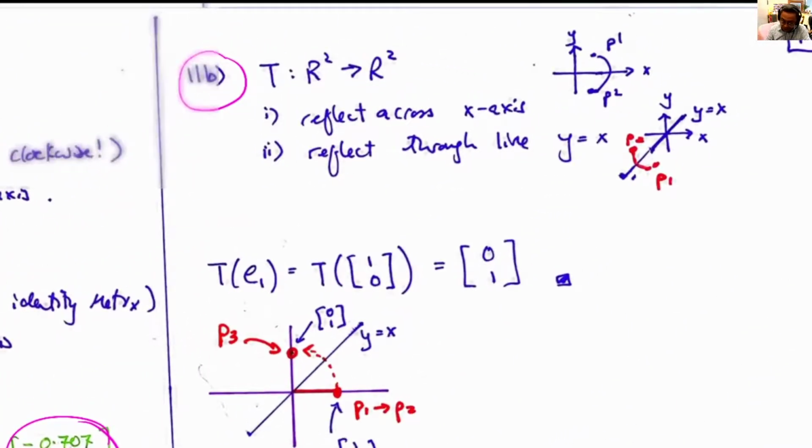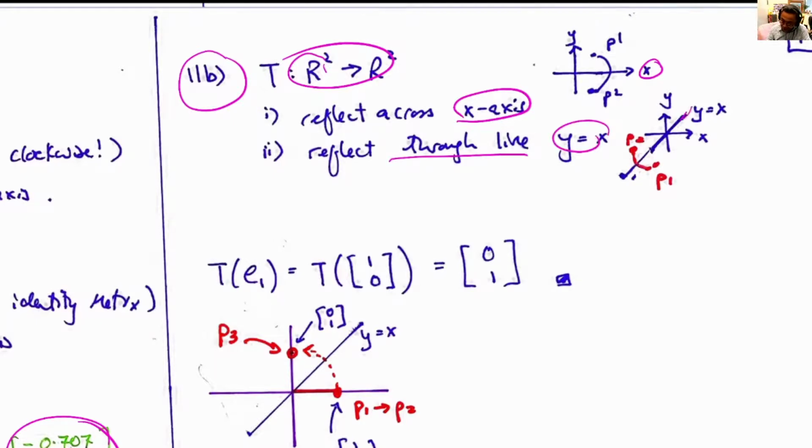Right, now we go to the second example. The second example is similar. We again have T from R2 to R2. We're asked to reflect across the x-axis first, and then we are reflecting across the line y equals x. So this is the line y equals x.